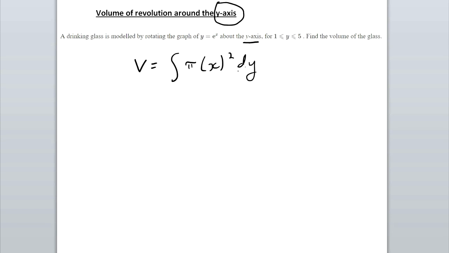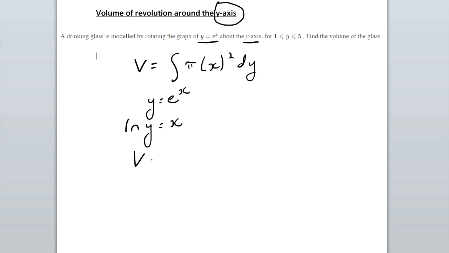So I'm going to integrate in terms of y. Now we notice that we are given y is equal to e to the x. So the first thing I want to do is rewrite this in terms of x so that I can substitute something here in terms of x. If I want to make x the subject, we see that it is base e, so therefore natural log y is equal to x.